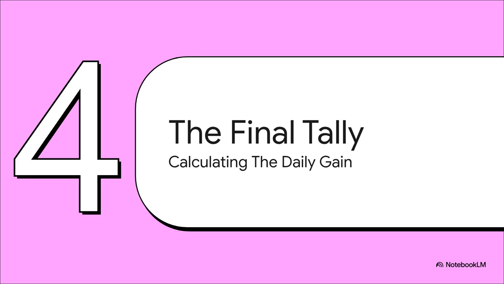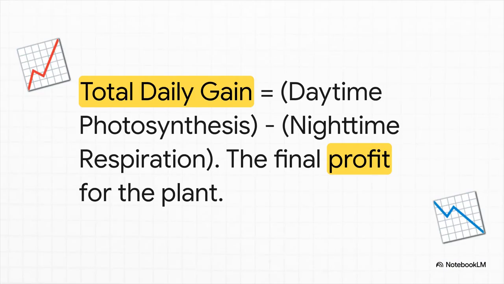Okay, this is it. We have all the components. We have the total amount of carbon the plant gained during the day, and we know how to calculate the total carbon it lost during the night. It is time to put it all together and get our final answer. And there you have it. The total daily gain is just the daytime income minus the nighttime expenses. If this number is positive, congratulations, the plant grew that day. If it's negative, it lost ground. This simple balance sheet is what drives pretty much all life and growth on our planet.